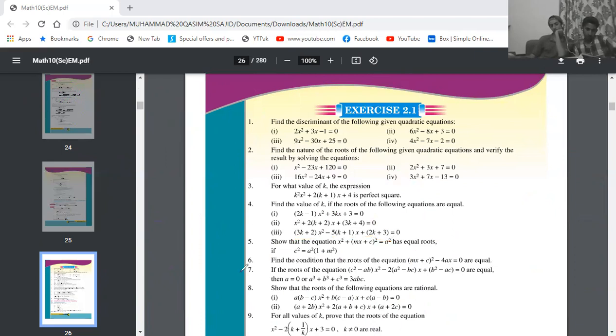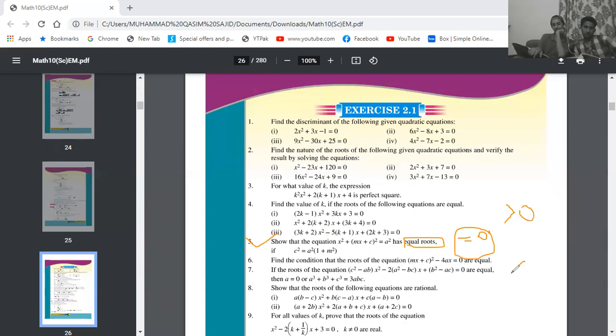Now the start of question number 5. Show that the equation x square plus mx plus c square equals a has equal roots if c square equals a square into (1 plus m square). This means that equal roots mean that the discriminant value must be equal to 0 or greater than 0.